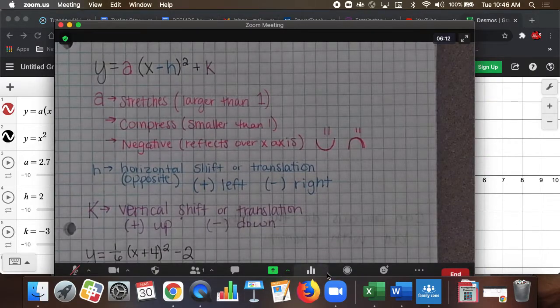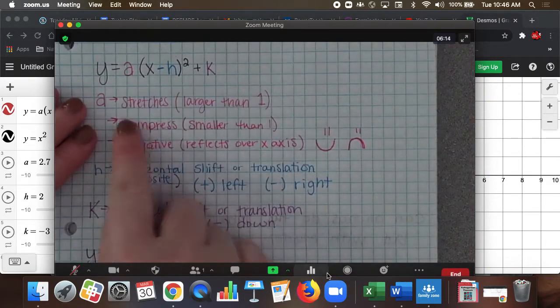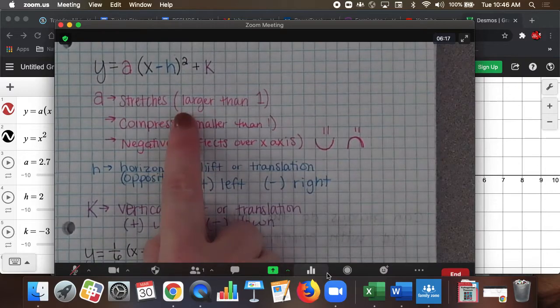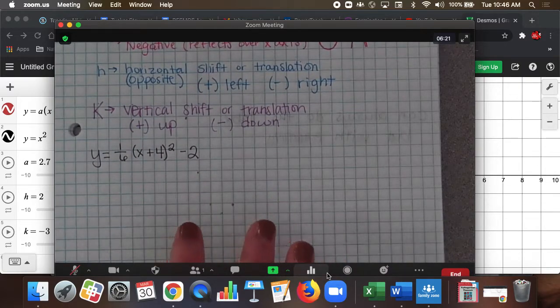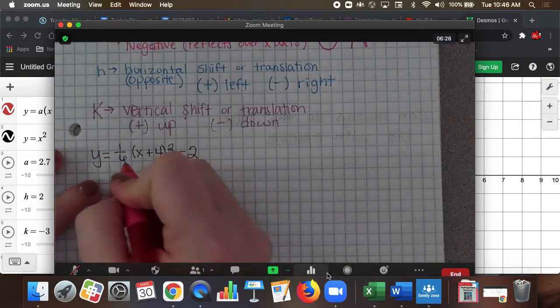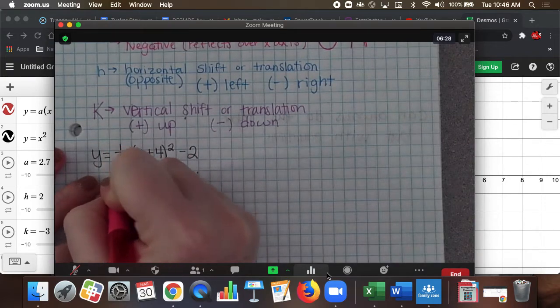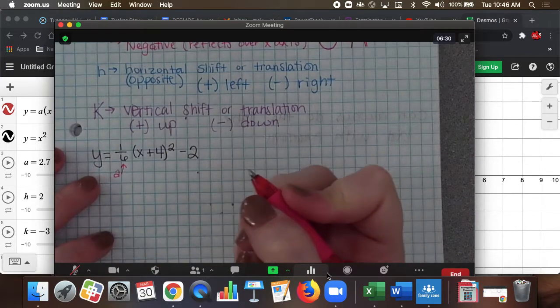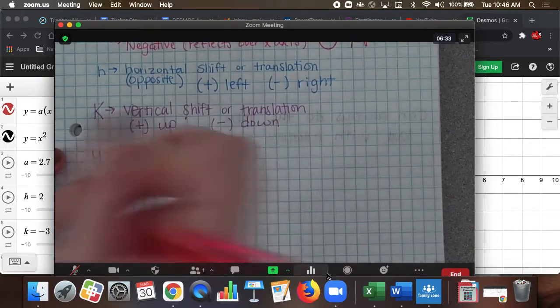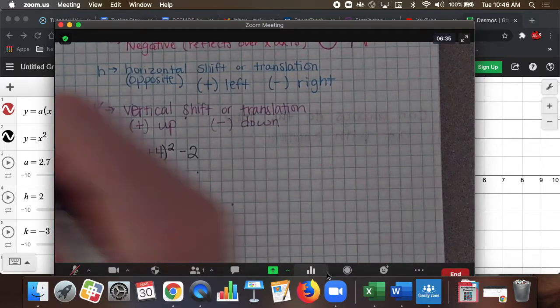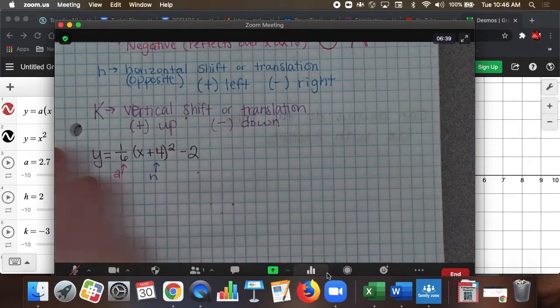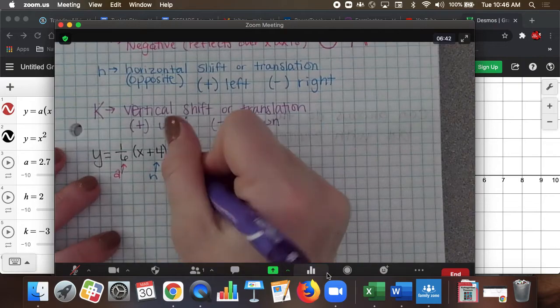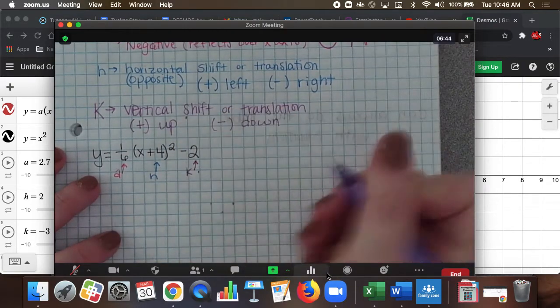All right, so now that we have written all of those out, the a, the h, and the k, let's look at this example. y equals 1/6 parentheses x plus 4 squared minus 2. I like to identify the letters so that 1/6 is in the a position. Sorry, I'm writing my a so weird. I don't know why I'm doing that today. But the h is inside of the parentheses, and the k is adding or subtracting at the end.